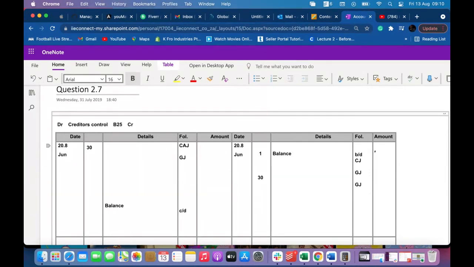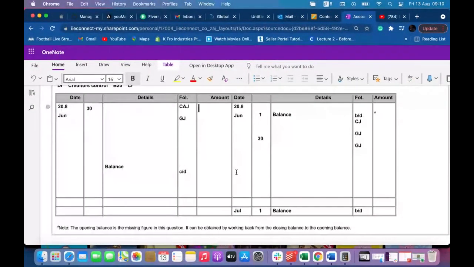The following errors and omissions were noted. Here they say the total on the creditor's journal has been overcast by 1,200. The total on the creditor's journal. So in other words, what they're saying is the total on your creditor's column in the creditor's journal was overcast by 1,200.